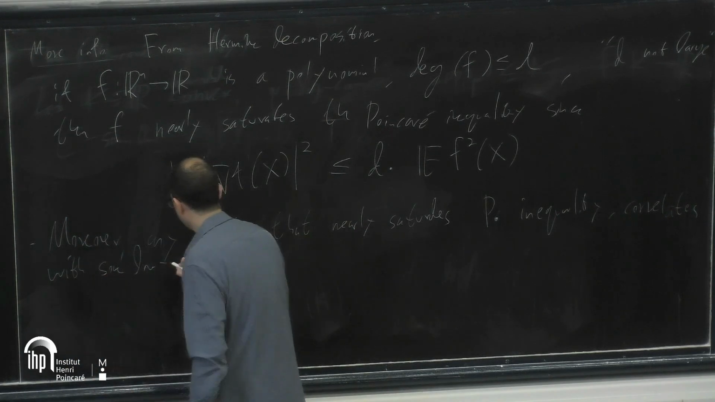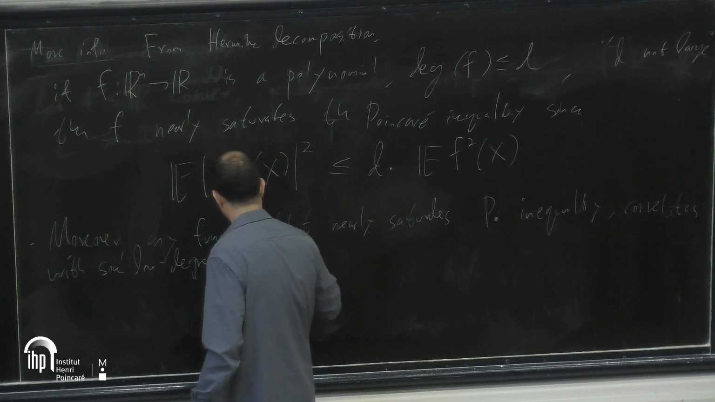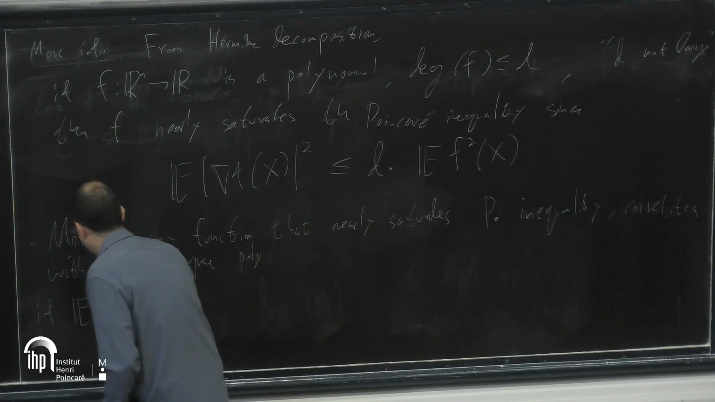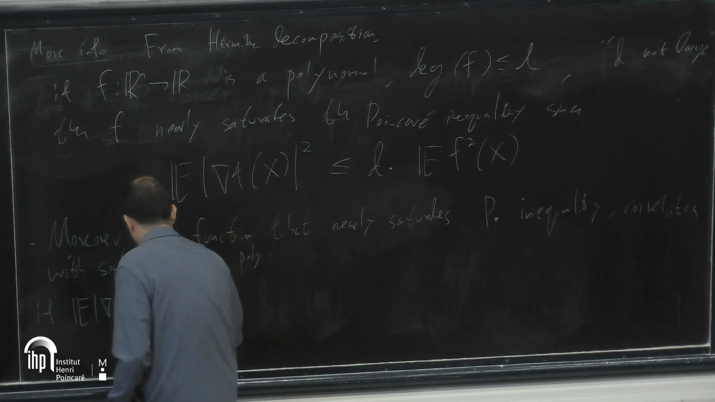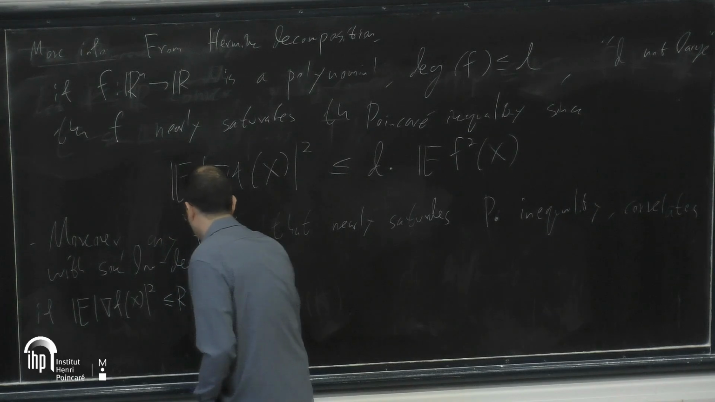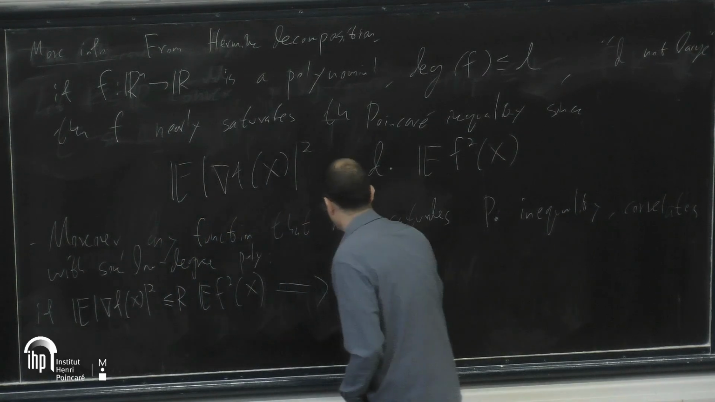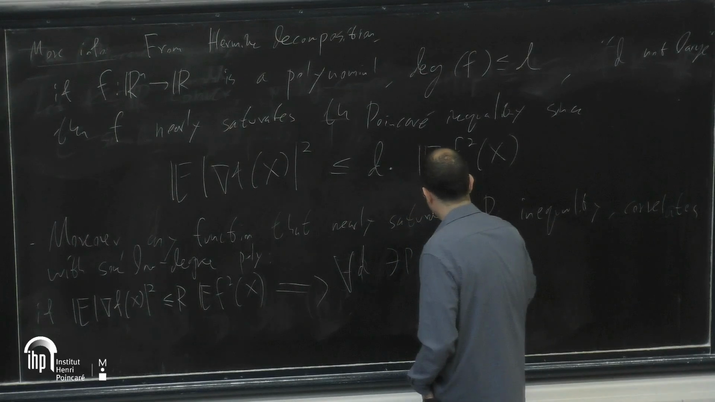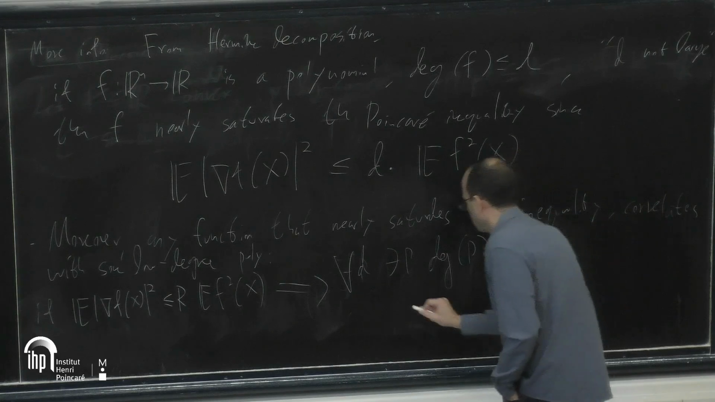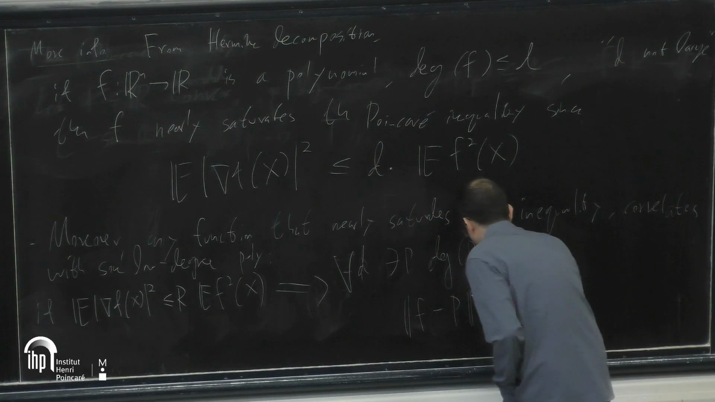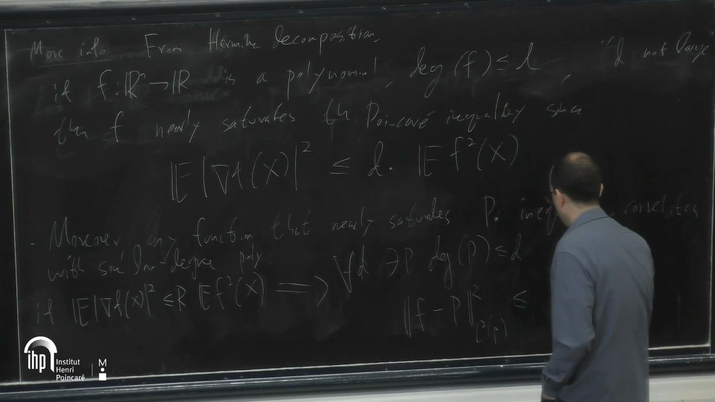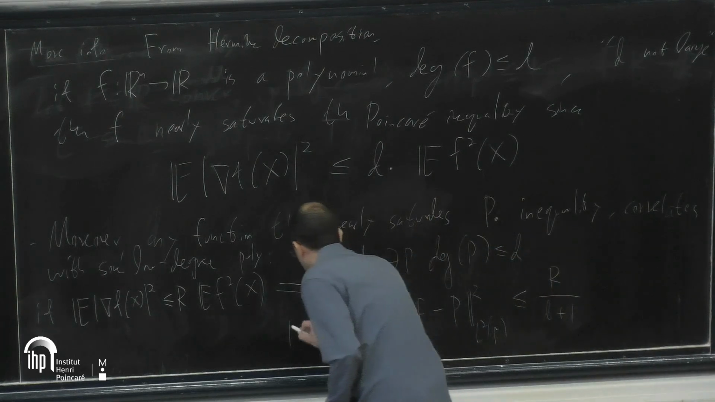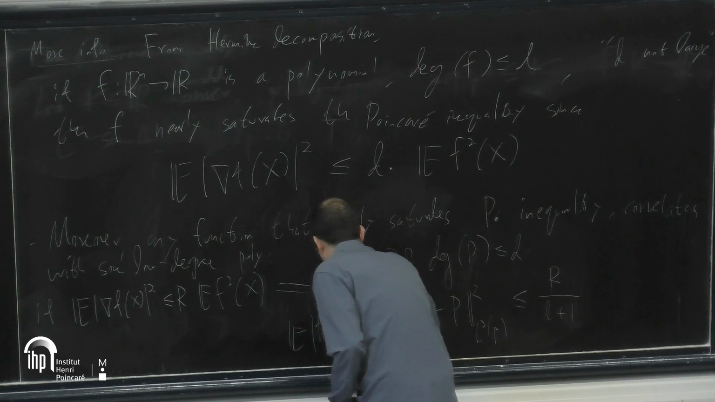So again, by Hermite expansion, if f is any function where you have the reverse inequality up to some factor, I think I wrote R in the notes, then for any d there exists some polynomial p of degree at most d which approximates f, up to r over d plus 1. This means the expectation of f of x minus p of x, squared.